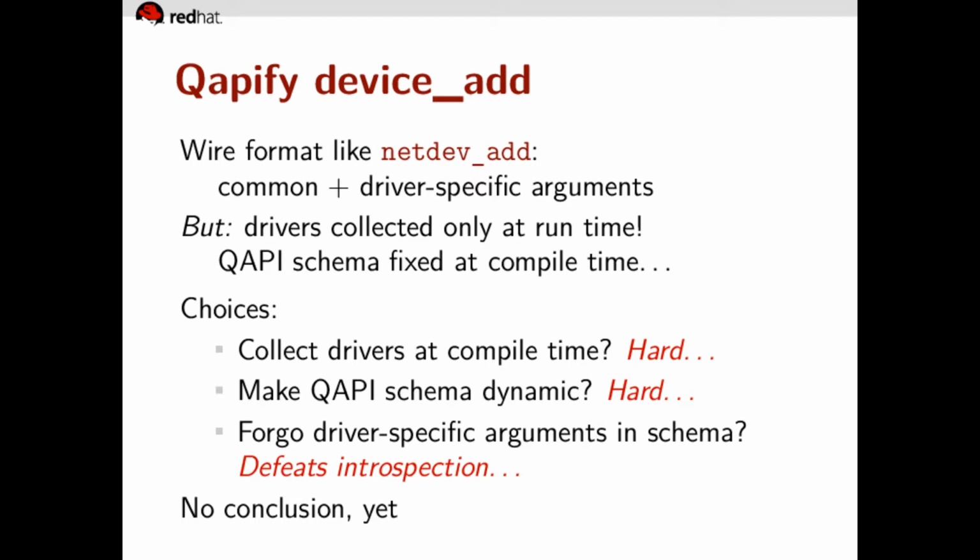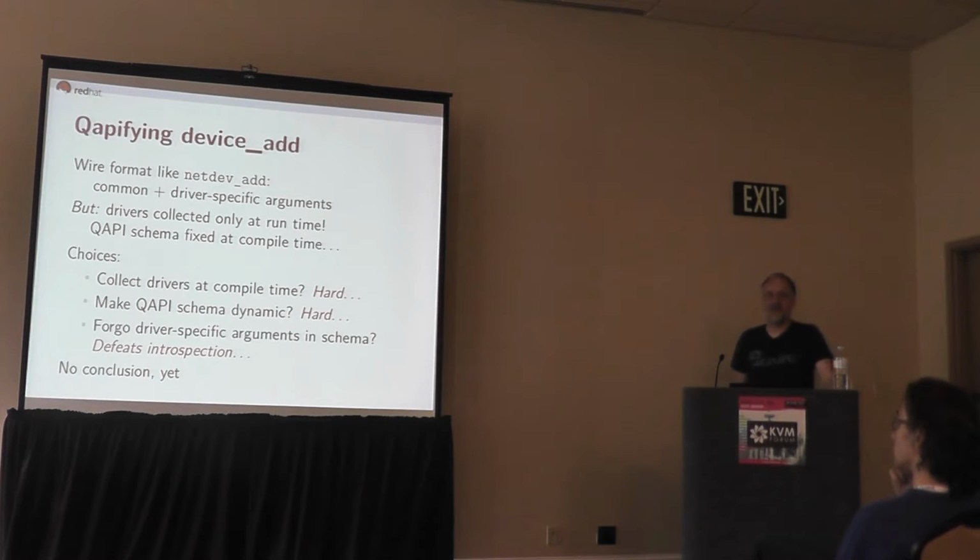How could we QAPify device_add? Now, on the surface, it's just like netdev_add. It has a few common arguments, one of them driver, and then it has driver-specific arguments. Unlike netdev_add, the drivers and their arguments are collected only at runtime. But the QAPI schema is fixed at compile time. Choices.